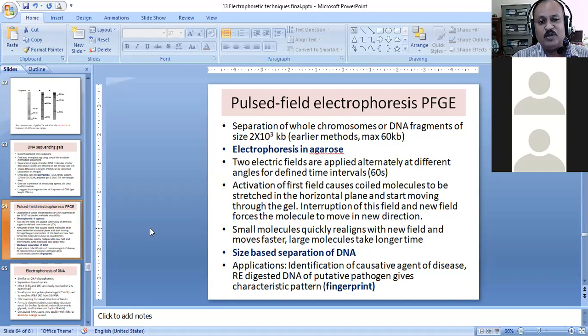You don't have to go into lot of details of each of the technique. If you just understand the concept broadly, okay, then it is enough, right? We are just trying to understand what is different in pulse field electrophoresis and how it is going to be useful. Now this is especially useful for DNA fragments, and especially it is useful for DNA fragments which are large in size.